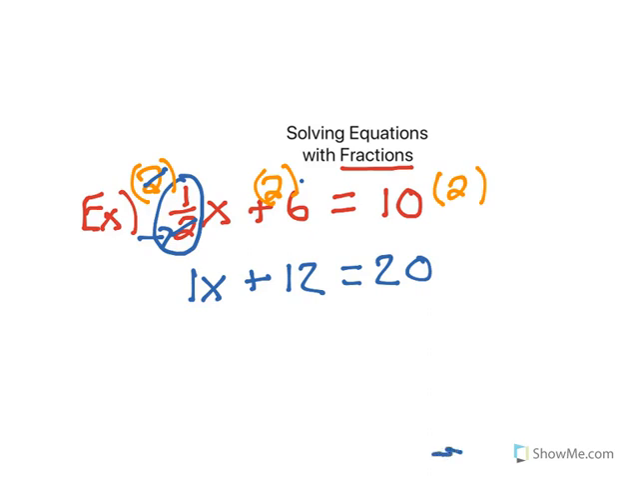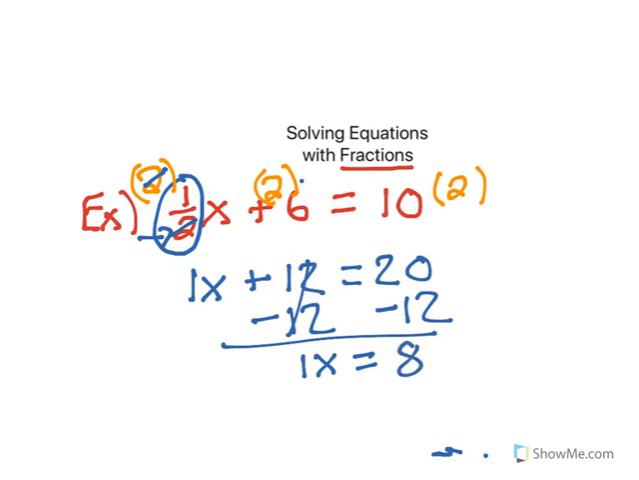Now I just subtract 12 on both sides. So I'm going to get 1x is equal to 8, and that is going to be my answer here. I could divide by 1, but I'm still going to get x equals 8. All right, let's try another example with this and see how it goes for us.